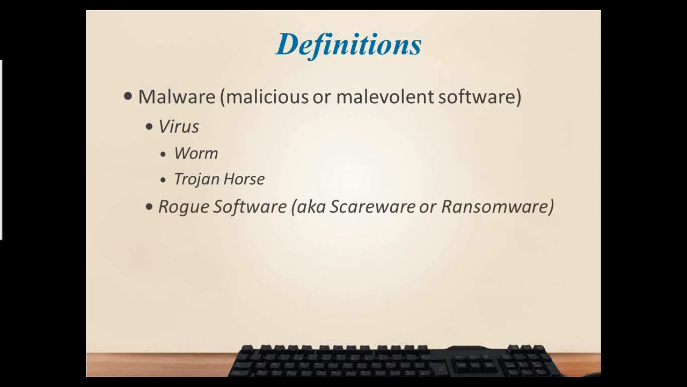That's the general concept and the difference between those three categories. The next major category is rogues, also known as scareware or ransomware. Rogues are programs that look like they're doing something useful, but they're really trying to scare the user into paying up, giving up their credit card to solve an imaginary problem, or ransomware, holding the computer or the data files hostage until the user pays that ransom.